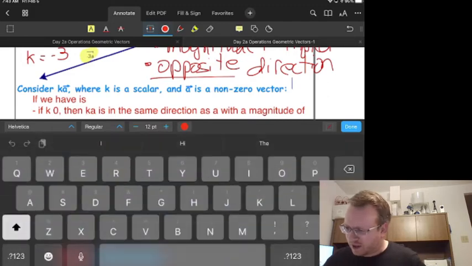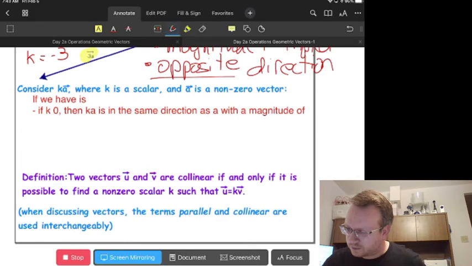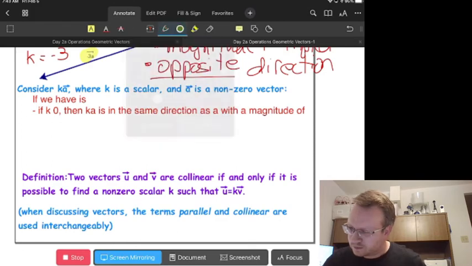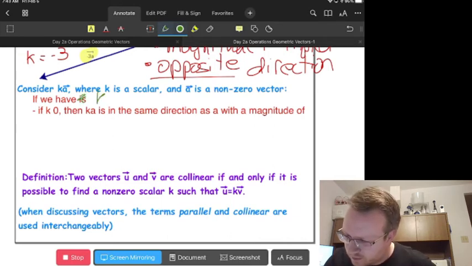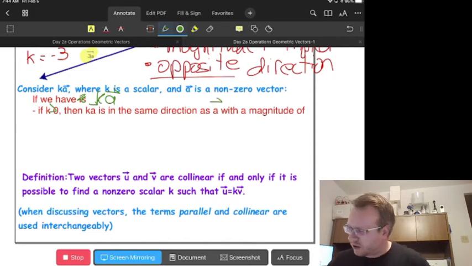So I'm going to put the rest in here with the pen. So if we have Ka, where k is greater than 0, then Ka is in the same direction as a with a magnitude of k times the magnitude of a. I'm not going to bother typing the other one.